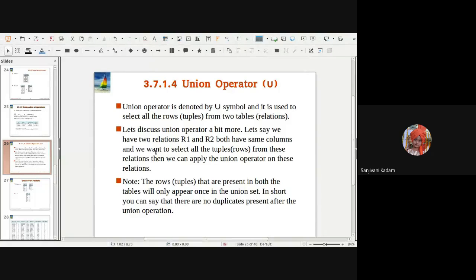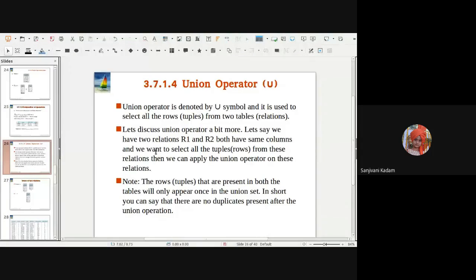The union operator is denoted by the U symbol and it is used to select all the rows (tuples) from two relations or two tables. So we are combining two relations here. Let us discuss the union operator a bit more. Let us say we have two relations R1 and R2 and both have the same columns. The main thing we should learn here is that whenever we want to perform the union, the two relations should be union compatible. We will study what this concept of union compatible means.